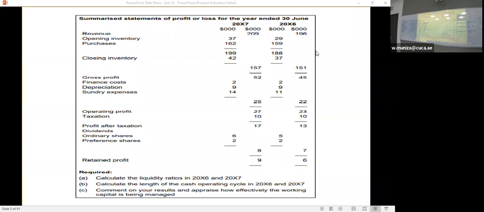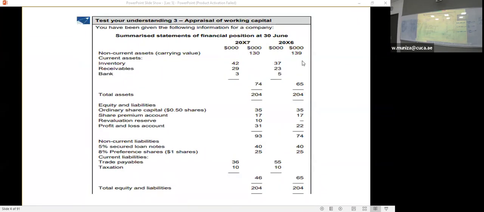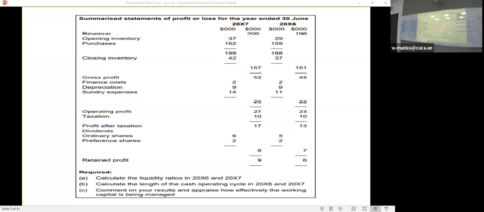The receivables for 2007 are how much? 29, is it? 29. And what are the sales for 2007? 209 multiplied by 365. For 2006, how much receivables are there? 23. And revenue for 2006 is 196 multiplied by 365. So how much is it? 43 days from 2006. Okay, 43 days and 51 days.